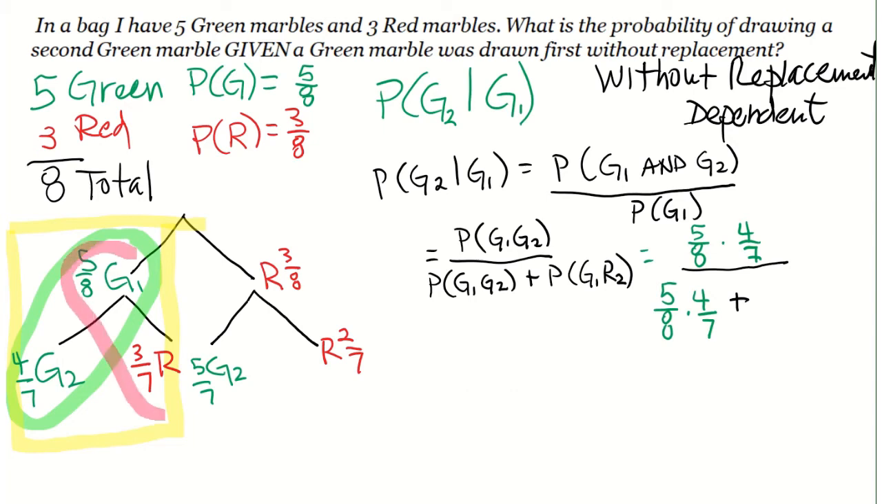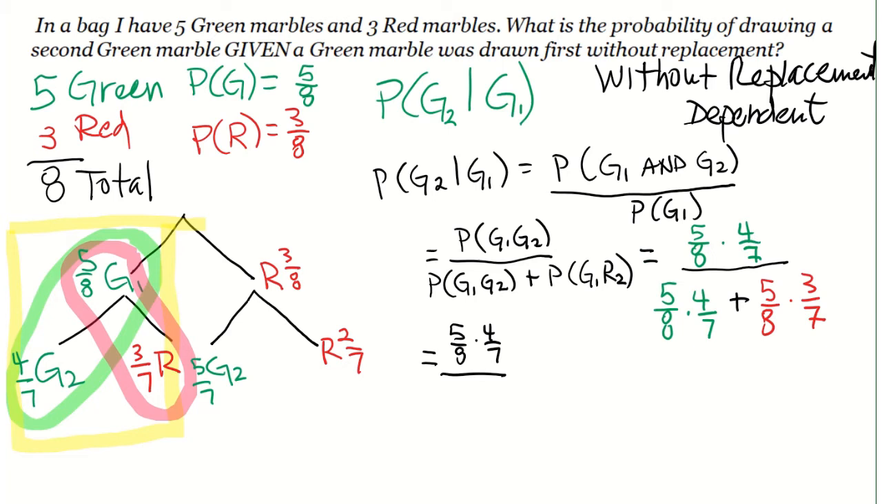So that is this probability. So that is going to be 5/8 times 3/7. And now the next thing we need to do is just some algebra and move things around to finish solving our problem. We've got 5/8 times 4/7 on the top.